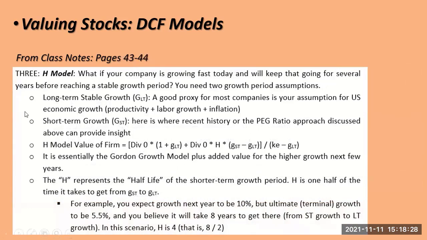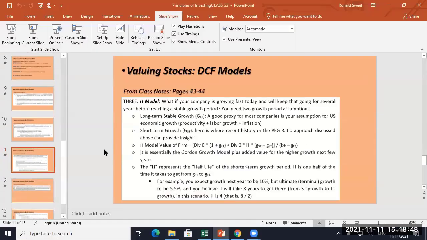Then H model, we talked about that. It's the dividend discount model. And we add this one little section here in between, and that's where you get that growth short term. And then the H, if you think it's gonna be 10 years to get from short term to long term, then your H is half of that or five. All right, so there's everything you need for the paper.